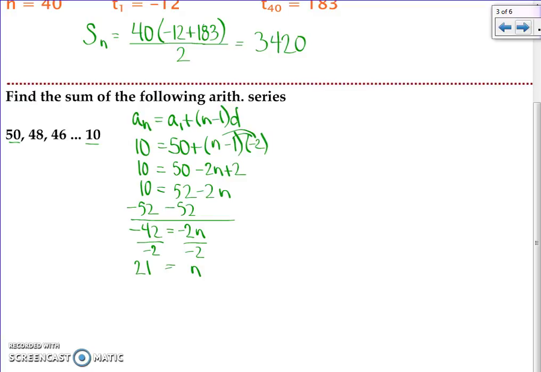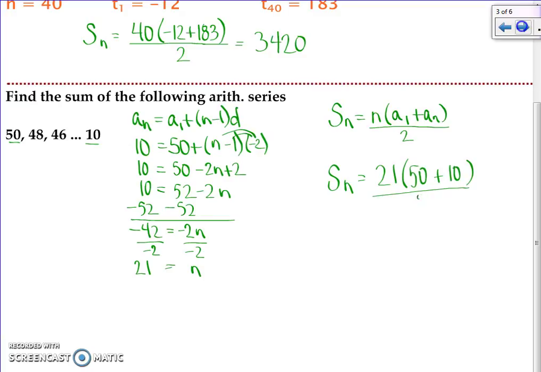So now we can use the formula up above to figure out what the total sum would be. Because now we know that there are 21 numbers, and we know that the first term and the last term from our list over there, 50 and 10, and we divide by 2. We get 630. So these formulas are going to be used hand in hand quite often.